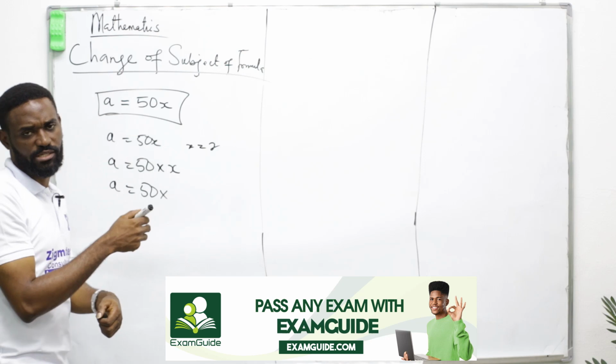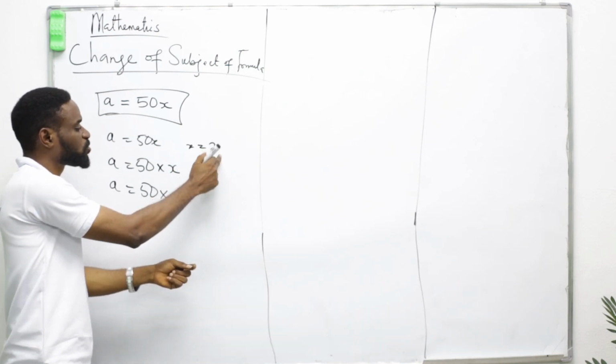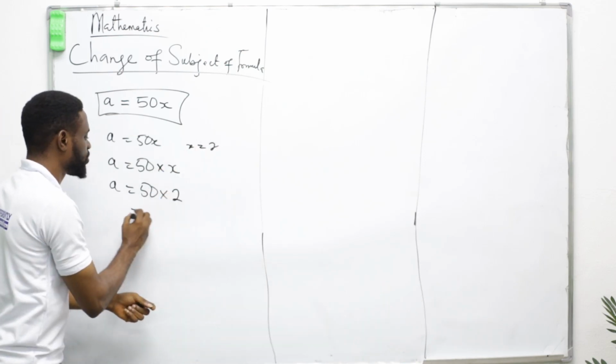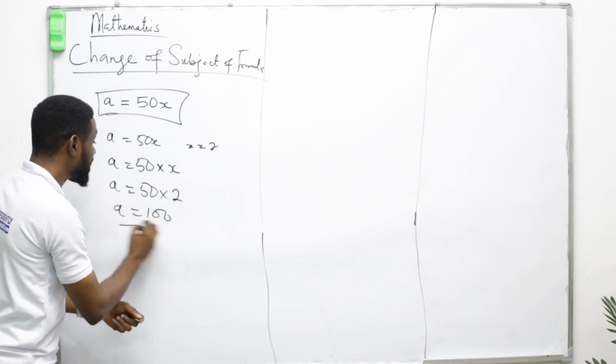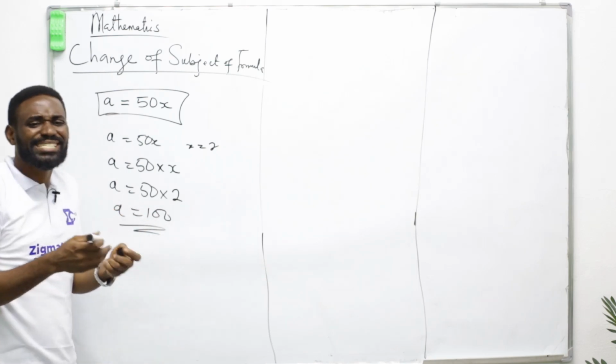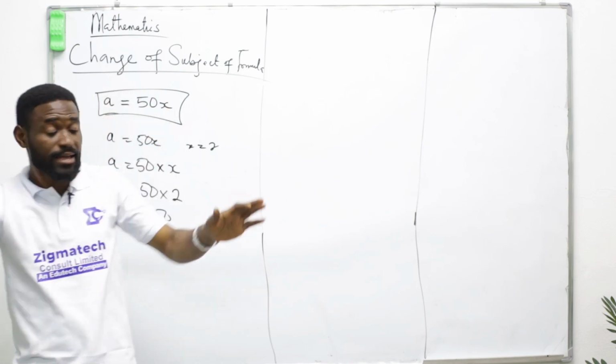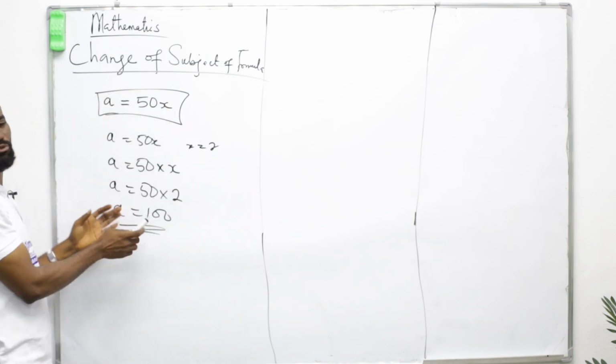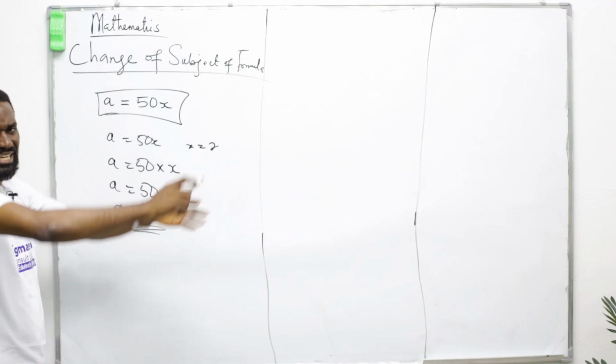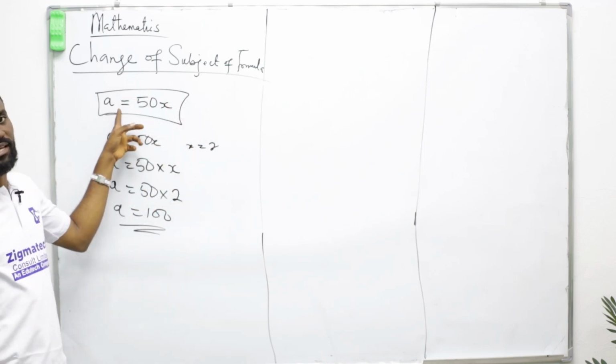That is what substitution is. It means we should put the value of these two into x to be what? 2. So this will now be 100. So the real value of a is 100. So we can simplify a formula. This formula now has been simplified to give us the real value of what that subject is. Do you understand that now?